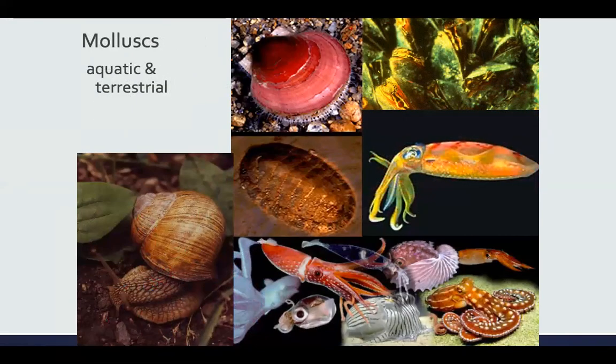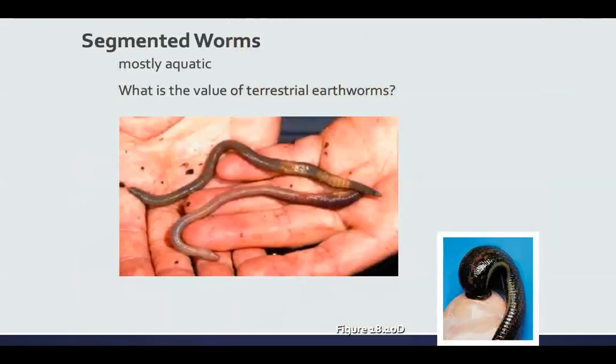Mollusks are aquatic and terrestrial. You can see here different types of shells, snails, squids. Segmented worms are mostly aquatic, living underground. The value of terrestrial earthworms is they are very important for aerating the soil or creating holes within the soil so that water can seep down into the ground. So very important.